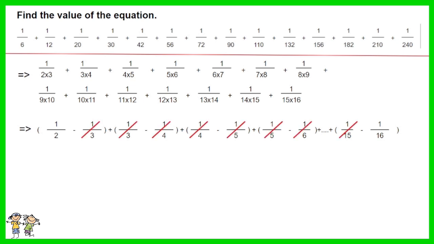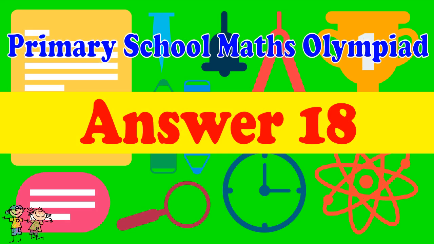The fractions cancel each other out, except for the first one and last one. Thus the remaining fraction is 1 over 2 minus 1 over 16. The answer for the equation is 7 over 16. Answer for question 18.